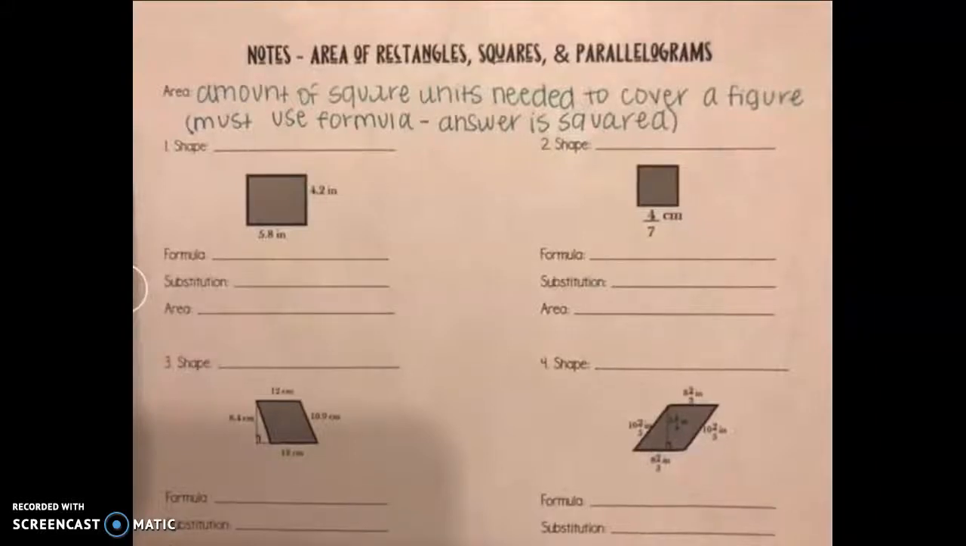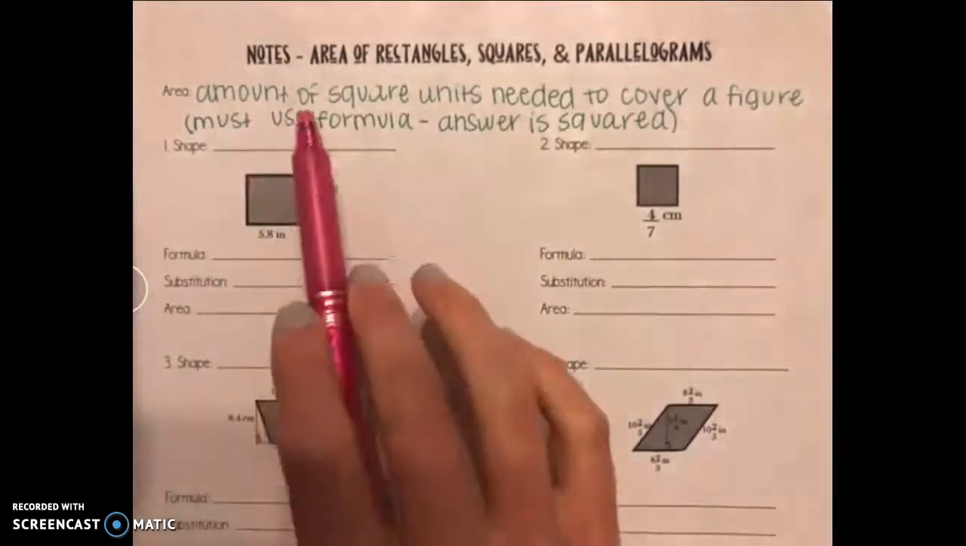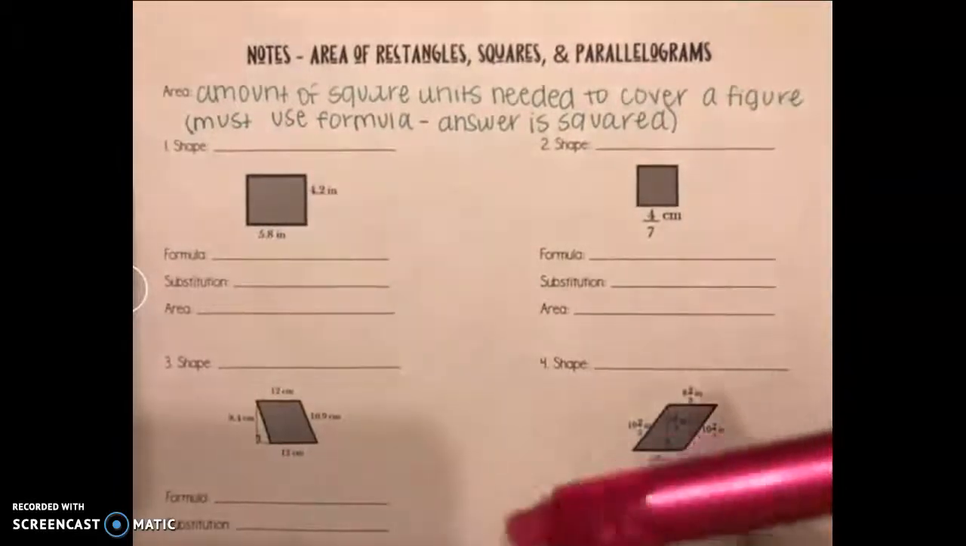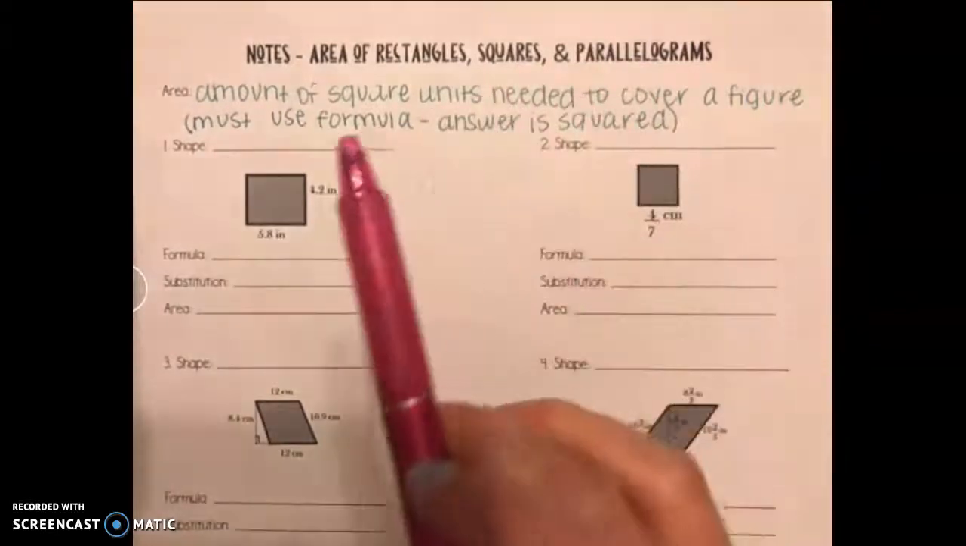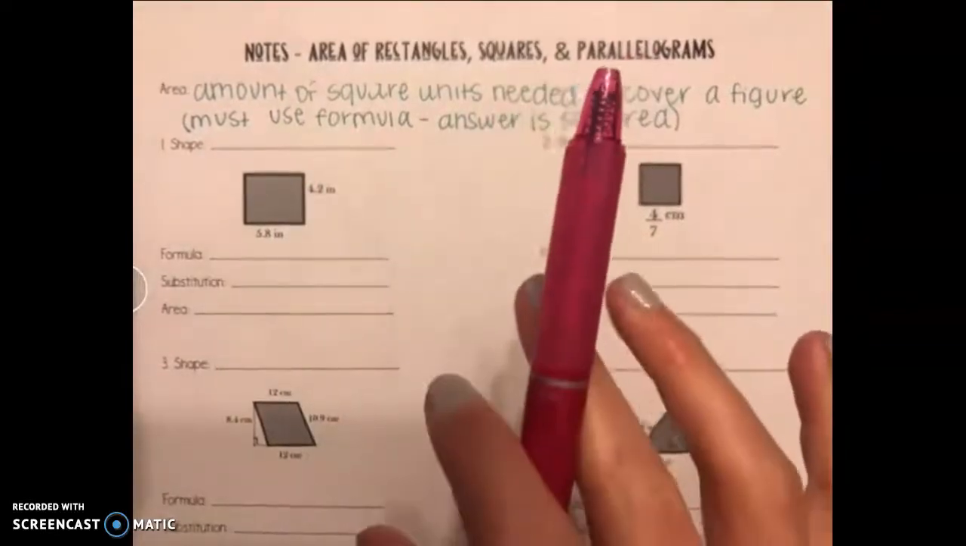Hey guys, so today we are going to be covering notes on area of rectangles, squares, and parallelograms. To start with, we have to understand that area is the amount of square units needed to cover a figure. You have to use a formula, and your answer is always going to be squared.